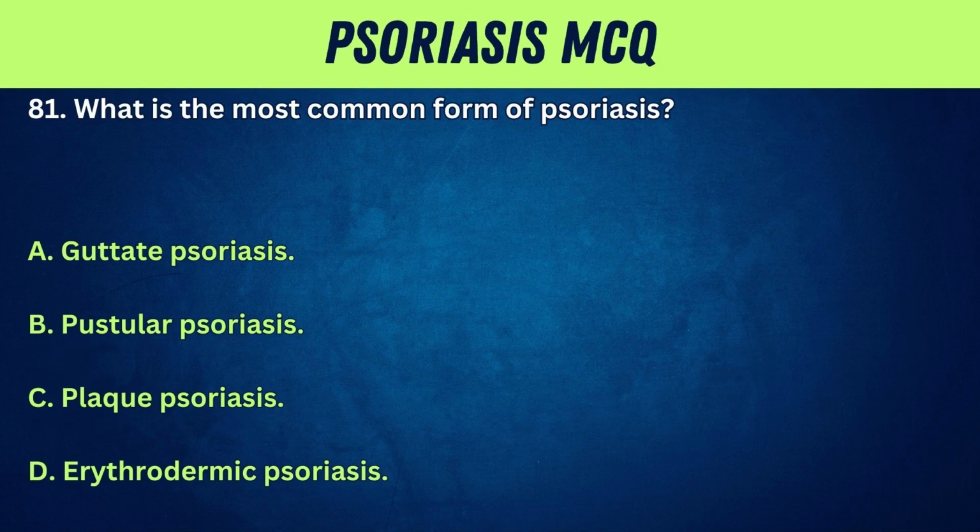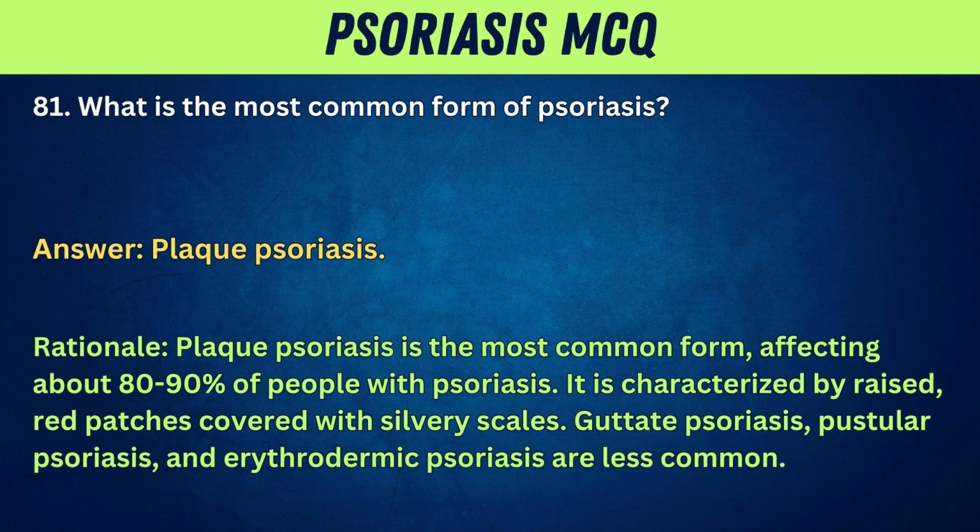81. What is the most common form of psoriasis? A. Guttate psoriasis. B. Pustular psoriasis. C. Plaque psoriasis. D. Erythrodermic psoriasis. Answer: plaque psoriasis. Rationale: plaque psoriasis is the most common form, affecting about 80 to 90% of people with psoriasis. It is characterized by raised, red patches covered with silvery scales. Guttate psoriasis, pustular psoriasis, and erythrodermic psoriasis are less common.